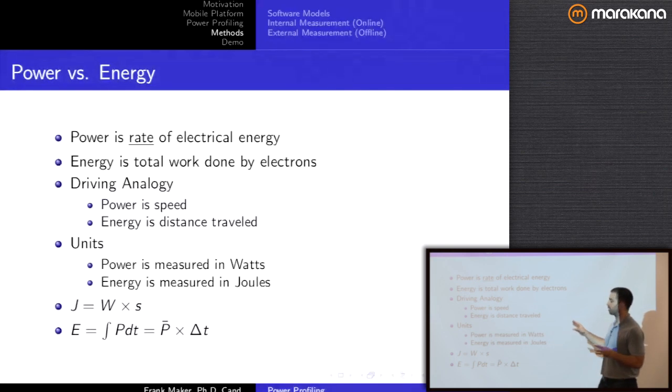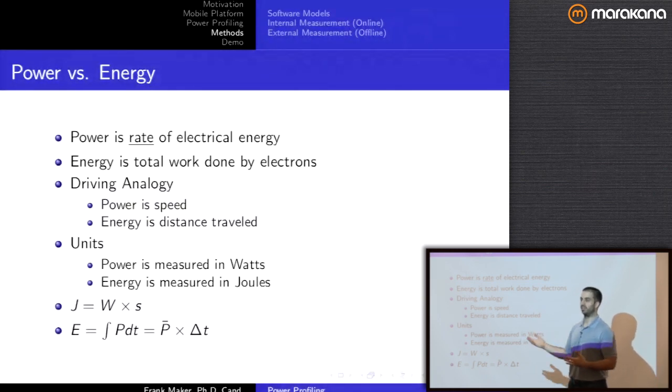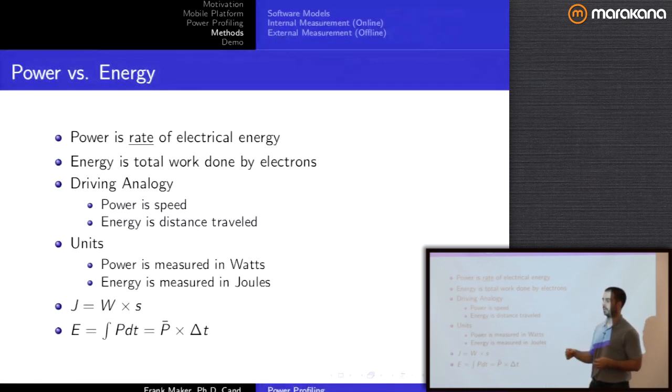So I like to explain this with a driving analogy. You can think of power as the speed that your car is going. So if I tell you I'm going 50 miles an hour, that doesn't tell you how far I've gone. That just tells you how quickly I was moving. But then energy is the distance traveled. So energy is often what people mean when they say power, because energy tells you what you actually did.